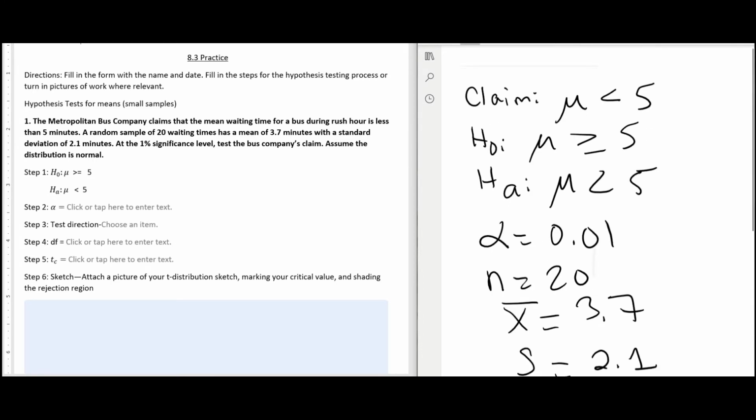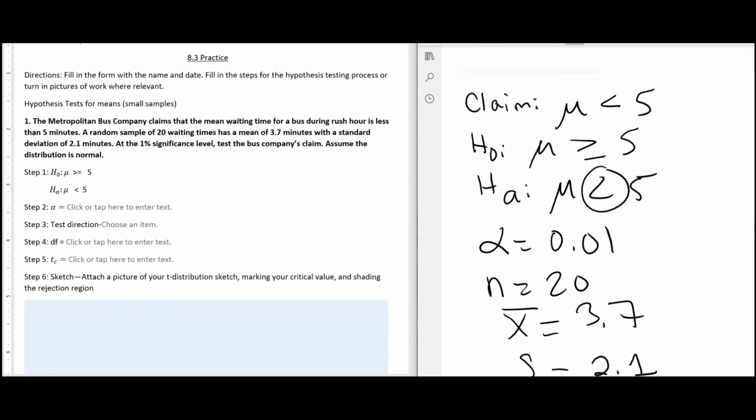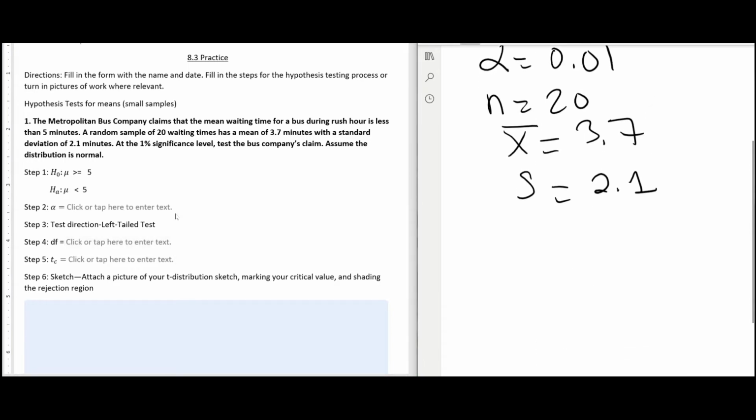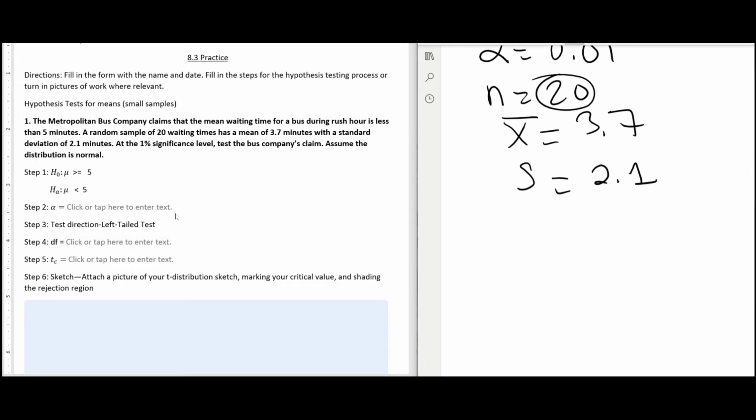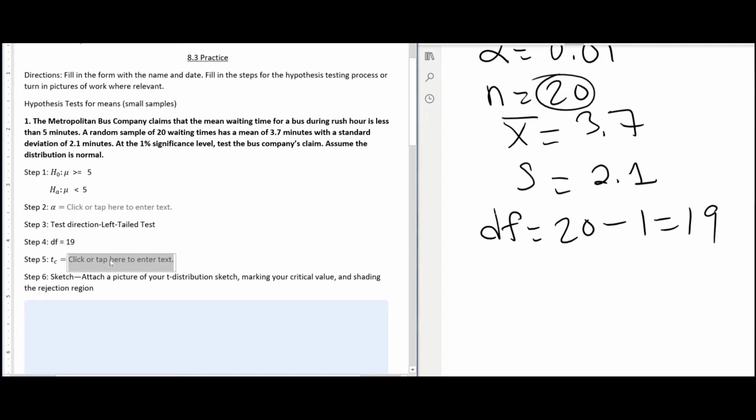Step 3, test direction. Because it's pointing to the left for the alternative hypothesis, that means it's a left-tailed test, okay? All right. Now for the degrees of freedom, remember that we need to calculate the degrees of freedom. Well, we know that n is 20, so it's very simple. You just do df is 20 minus 1, which is 19. So you're simply going to type in 19 there, and that's my degree of freedom.